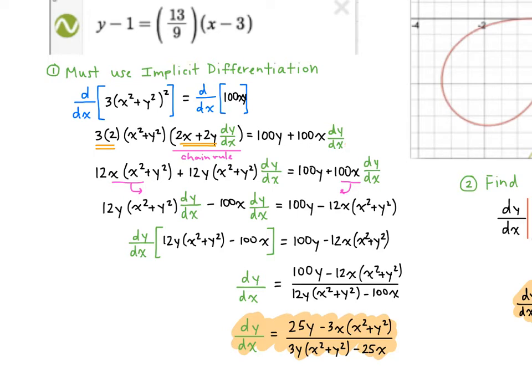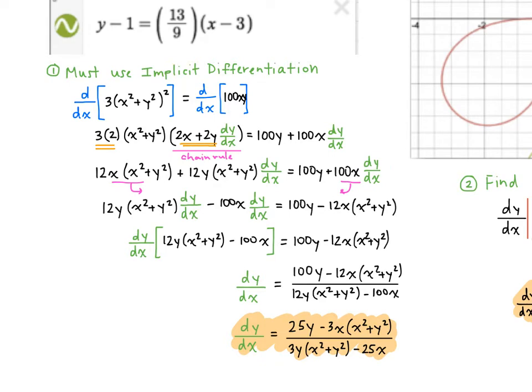So now we're just going to clean it up. This is just a bunch of algebra. I'm going to try to explain really quickly what I did here. I took this 3 times 2, and I distributed this piece over to this factor, and that leaves us with this to be distributed to each piece. So we're going to get 12x times (x squared plus y squared) plus 12y times (x squared plus y squared) dy dx. On the right side, it stays.